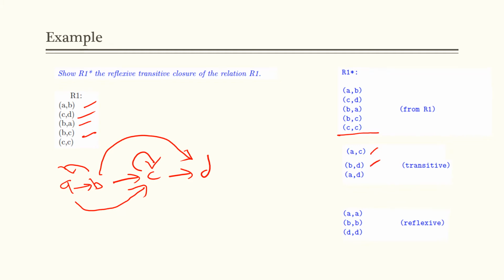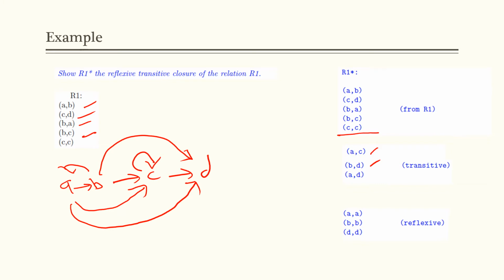And the third one here, A, D. So you have A to B, B to C, C to D, so there must be another way directly from A to D. So this is transitive.